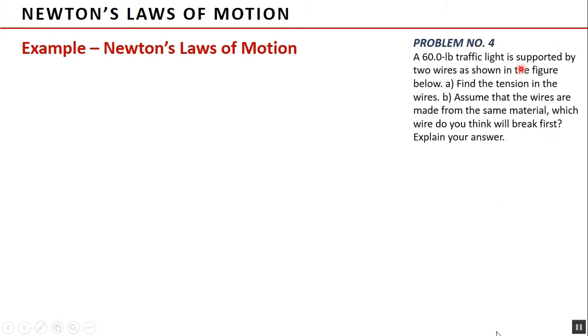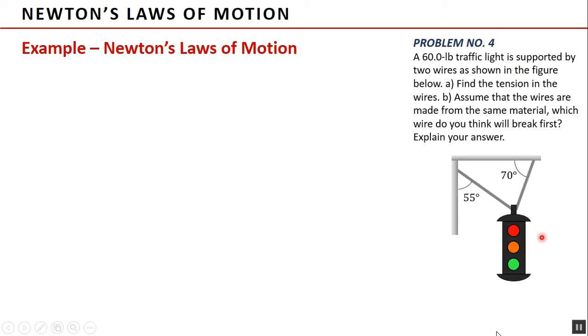Let us continue to problem number 4. A 60-pound traffic light is supported by two wires as shown in the figure below. Letter A. Find the tension in the wires. Letter B. Assume that the wires are made from the same material. Which wire do you think will break first? Explain your answer. Now, listen carefully.